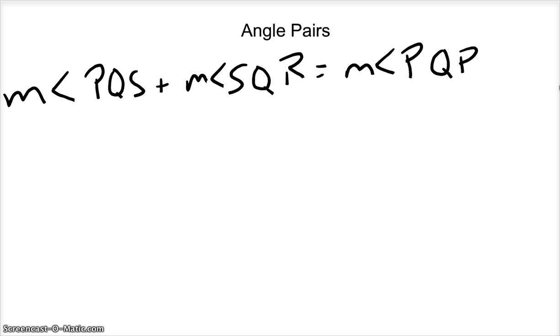So if you look at the picture on the left, you see arc marks there. Those are letting you know that they're congruent. Remember when we talked about segments? Tick marks showed that the segments were congruent.